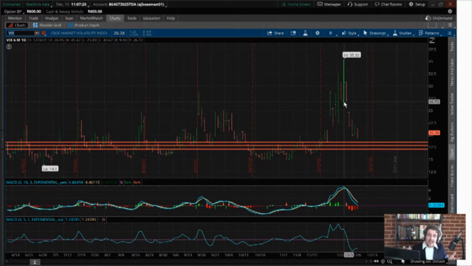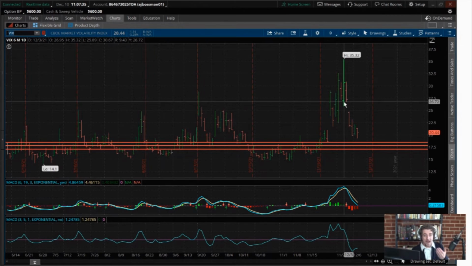How do they determine that? They do it from options. They do it from futures. The derivatives market is a market that people use to hedge their investments. And so when they start buying derivatives, buying options as insurance, it causes the price of options to go up.